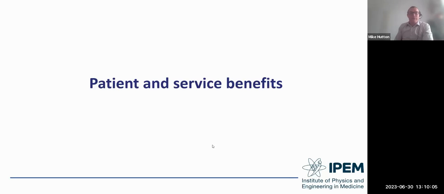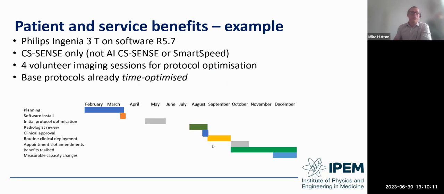Right, now on to an example of patient and service benefits from implementation of AAT across that service. This is from a Philips Ingenia 3T system that is on software version R5.7. They have access to CS SENSE only, so they don't have AI CS SENSE or SmartSpeed. We don't yet have an example of implementation of AI CS SENSE. We're a few months off having anything that we could share.